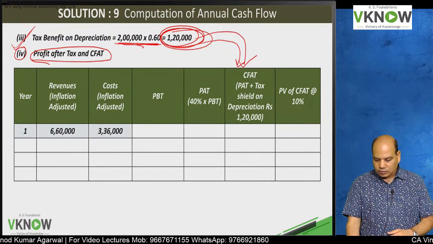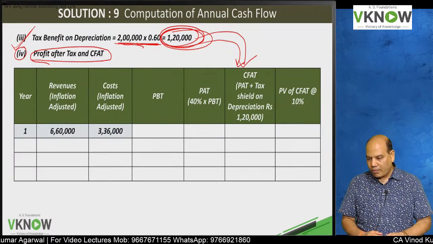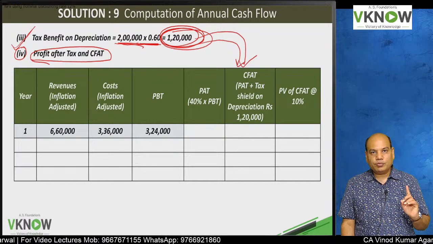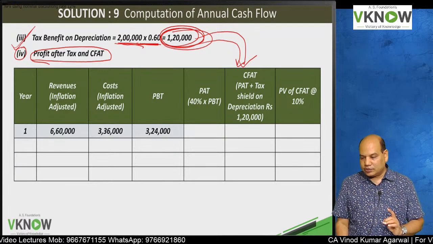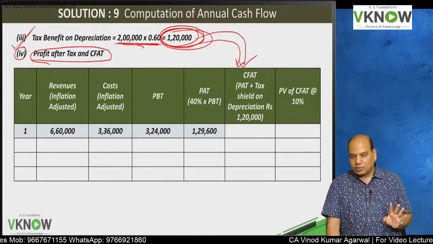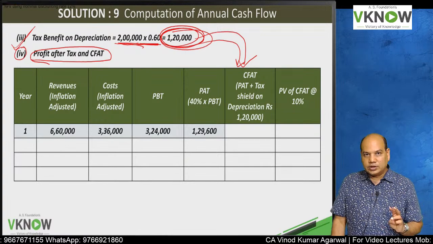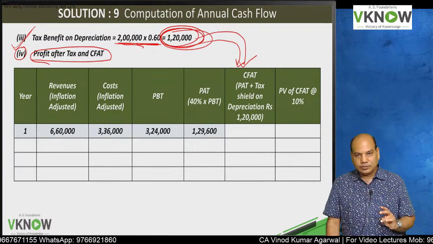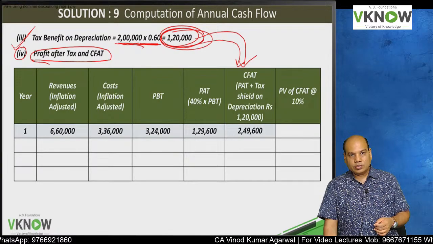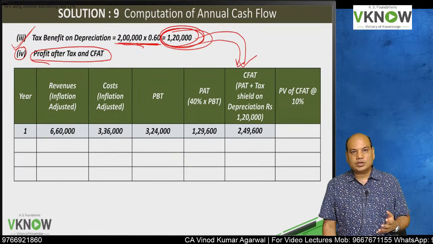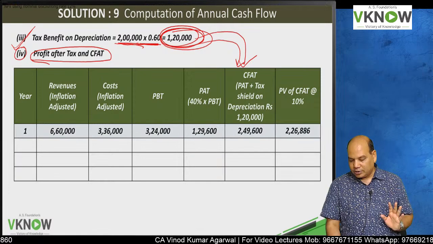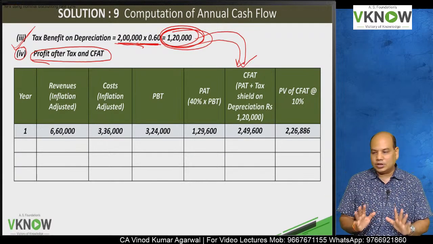Write down first year, 1. Revenue, go to previous step 1 and step 2: 6,60,000, 3,36,000. PBT is 3,24,000. PAT will be 40%, 129,600. Plus depreciation tax shield, 1,20,000. So your CFAT would be 249,600, divided by 1.10, 226,886. This is year 1.